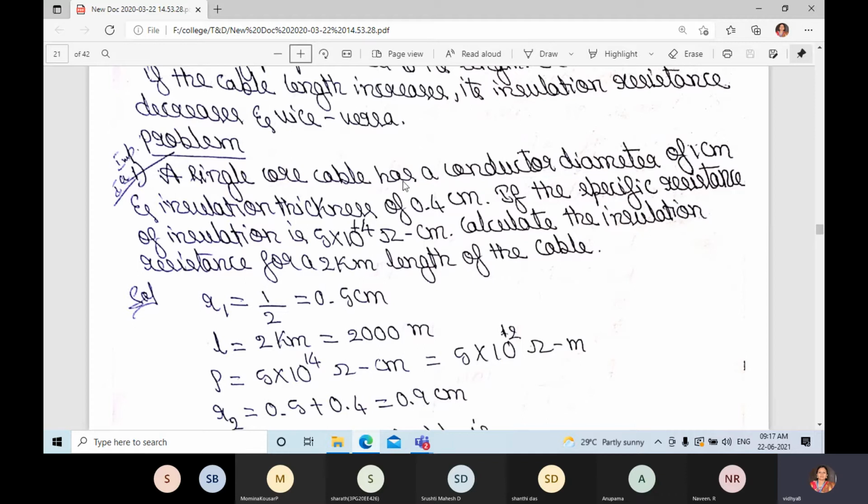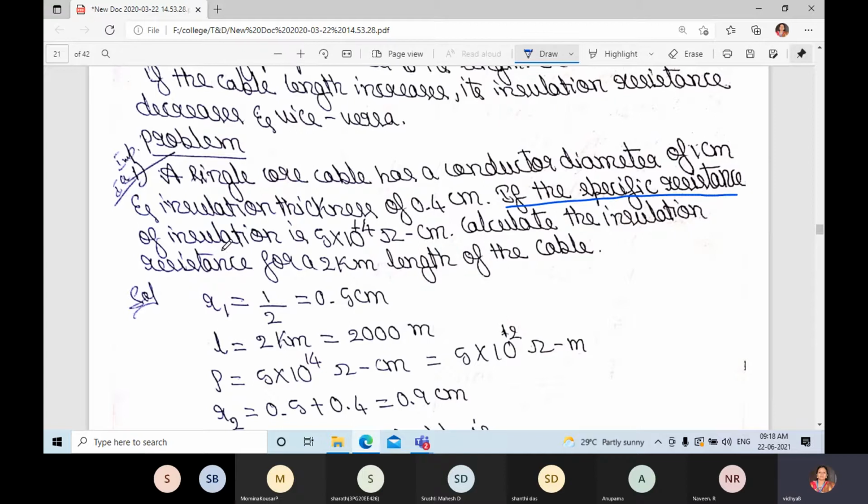A single core cable has a conductor diameter of 1 centimeter and an insulation thickness of 0.4 centimeter. If the specific resistance of insulation is 5 into 10 to the power of 14 ohm centimeter, calculate the insulation resistance for 2 kilometer length of the cable. For 2 kilometer length of the cable, how much insulation resistance should there be?